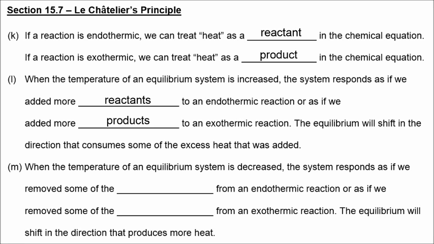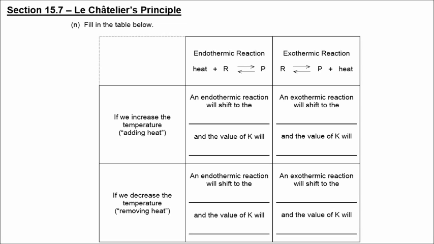If we lower the temperature of the system, it is as if we have removed some of the reactants from an endothermic reaction, or as if we have removed some of the products from an exothermic reaction. And the system will shift in order to produce more heat to counteract that stress. This table summarizes those changes.